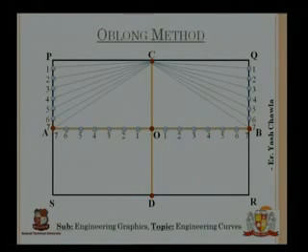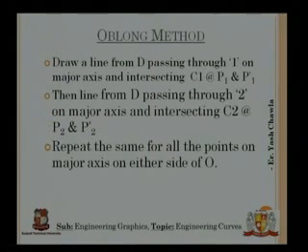Now next I am going to do a similar thing from D to the horizontal line which is there on the major axis. I am going to join D to 1 and then extend it to meet C1. You can see.